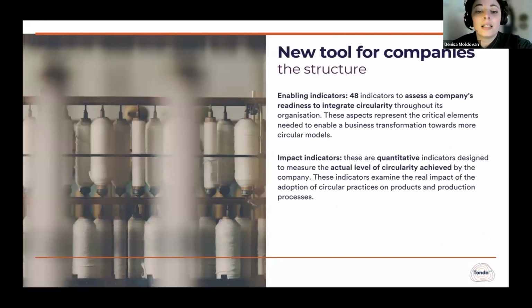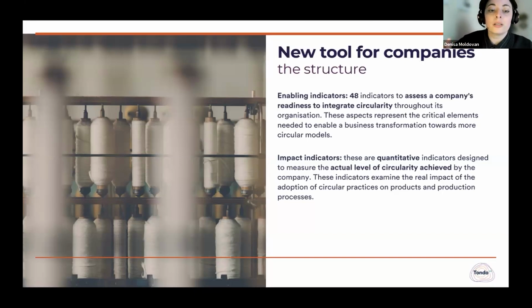So as we said, the enabling indicators include 48 different indicators that assess a company's readiness to integrate circularity across its organization. These indicators cover some key aspects of the company, such as the corporate strategy, the operational models, and innovation efforts. And all of these aspects play a critical role in enabling a shift toward circularity.